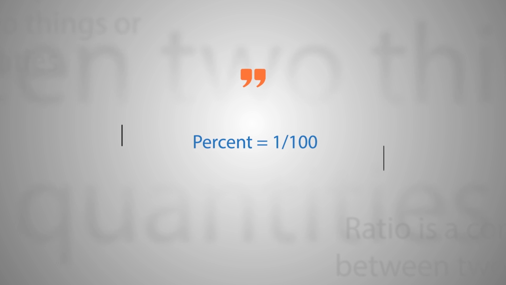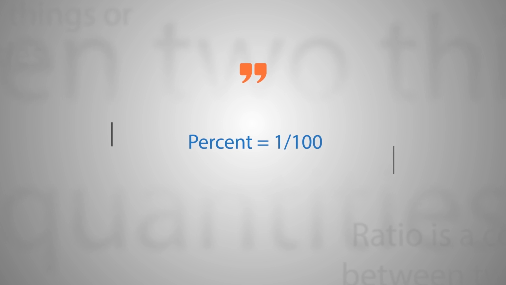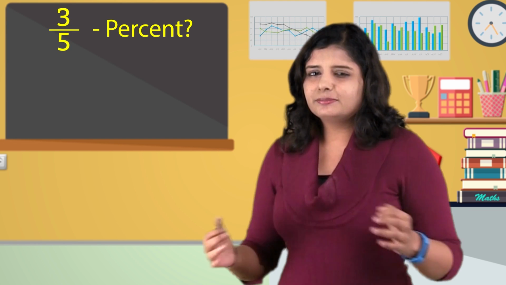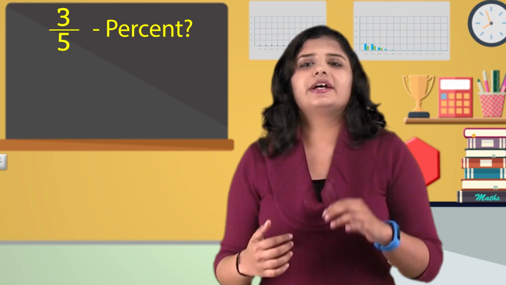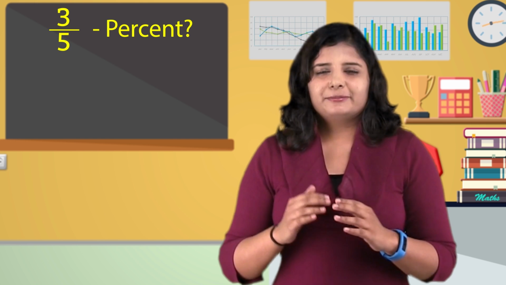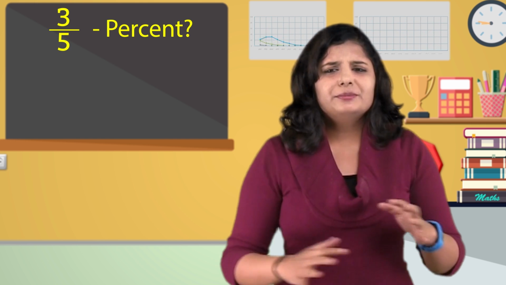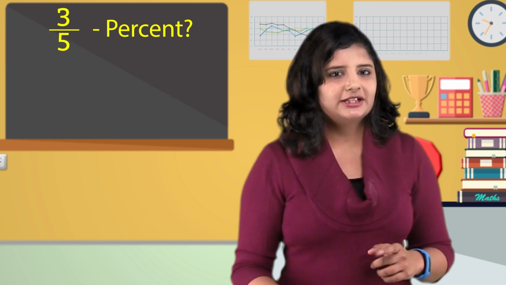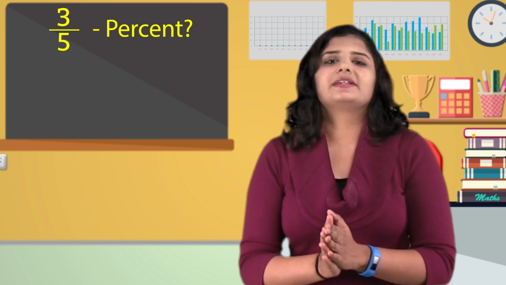Now, percentages are the same as fractions with denominator 100. So to convert 3/5 into a percentage, we need to simply make the denominator 100 and find a numerator to match it. The beauty of maths is that there's so many different ways to solve a problem if you know what you want to get. Let's explore one of these methods.